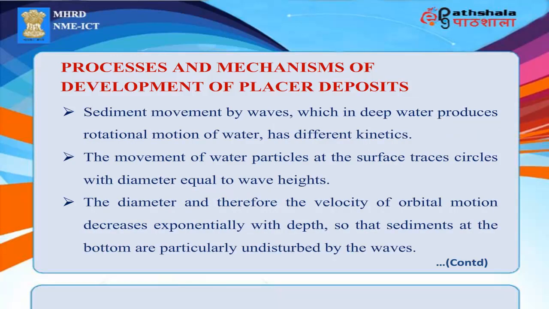Sediment movement by waves, which in deep water produces rotational motion of water, has different kinetics. The movement of water particles at the surface traces circles with diameter equal to wave heights. The diameter, and therefore the velocity of orbital motion, decreases exponentially with depth, so that the sediments at the bottom are particularly undisturbed by the waves.